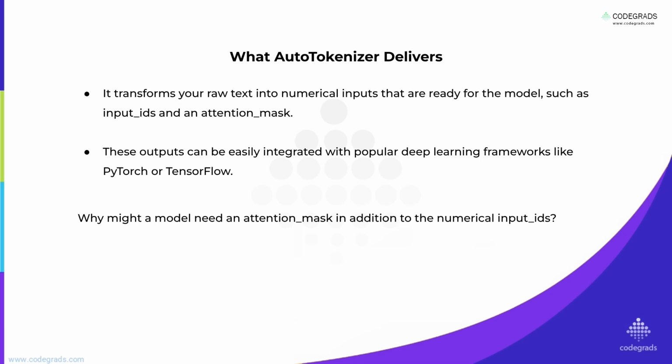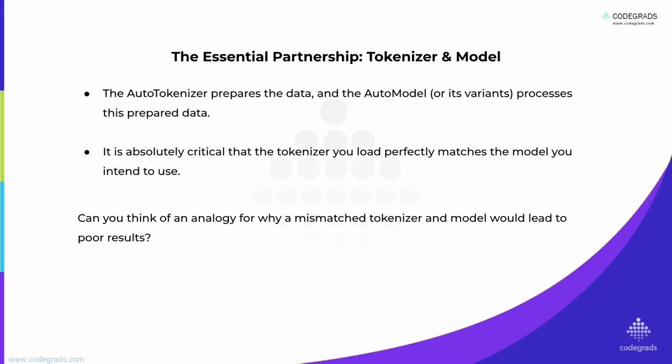The attention mask is super useful because models often process sentences in batches and not all sentences are of the same length. So why might the model need an attention mask in addition to the numerical input IDs? It tells the model which parts of the input are really words and which parts are just padding to make sequences the same length, so the model doesn't get confused. Let's see how this happens.